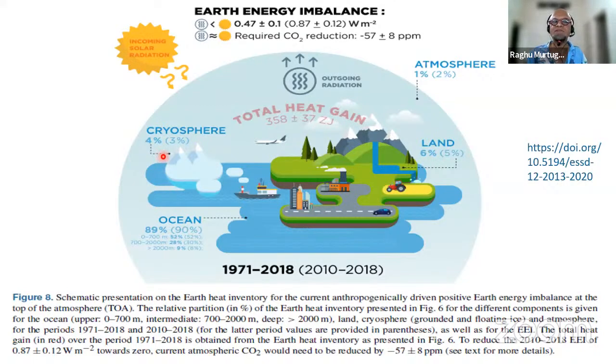Cryosphere melting takes up about 4%, atmosphere is taking up about 1%, and land is taking up about 6% of it. But if you look at 2010 to 2018, I won't go into the detail, many things are accelerating. What is the number we are interested in? Ocean. Ocean took up 89% of the additional energy from 1971 to 2018, and it took up 90% during 2010 to 2018. We are really fortunate that the ocean is doing so much heavy lifting. It's paying a price in terms of warming all the way down, losing oxygen, getting acidified, and so on and so forth. But the main question is, will the ocean be able to continue to take up so much of the additional energy we are trapping?